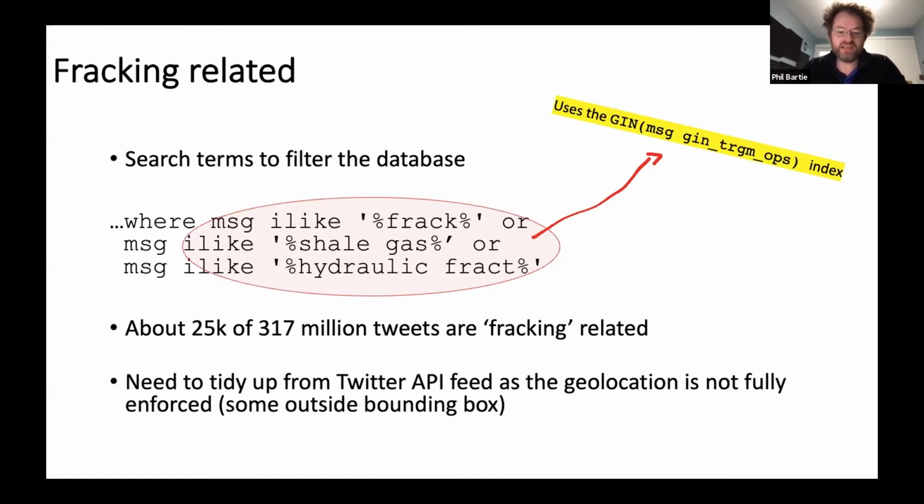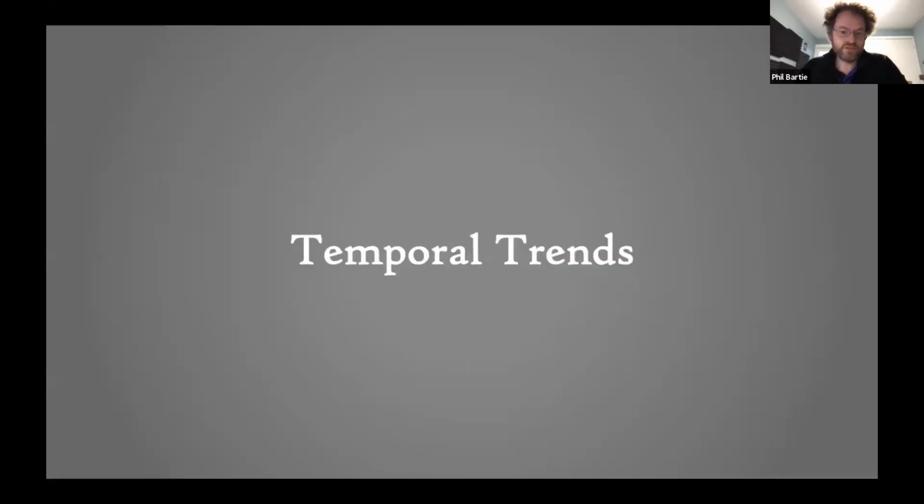We had to do some tidying up. We found the Twitter API, even though we had a box around the UK, still gives you tweets from outside the bounding box. I think that's just when they're pushed for processing, they start feeding all sorts of tweets at you without filtering. So do take care if you're collecting tweets to sub-filter them.